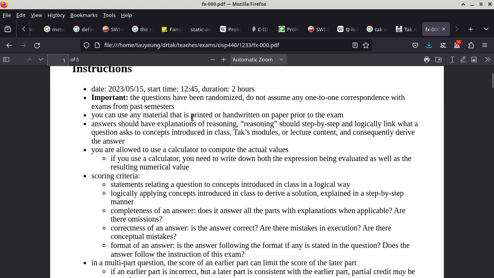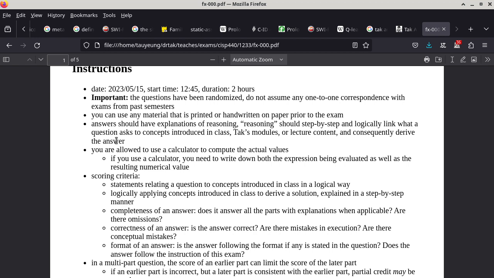You can use any material that is printed or handwritten on paper prior to the exam, so you can print, you can handwrite, same usual stuff as exam one and exam two. Answers should have explanation of reasoning, and this is an explanation of what reasoning means. It is step-by-step logically linking a question asked, and what the question is asking, to concepts that we have introduced in my class, the modules or lecture content, and consequently deriving the answer.